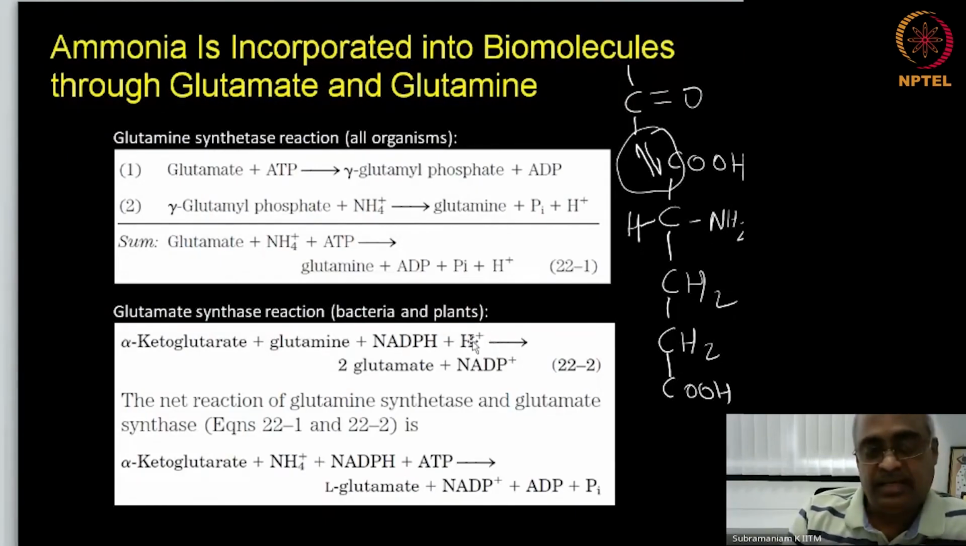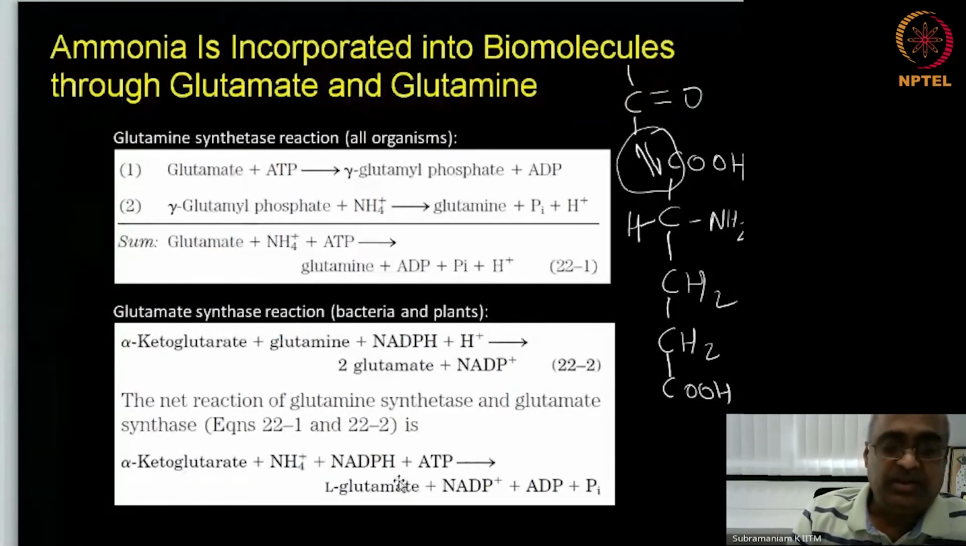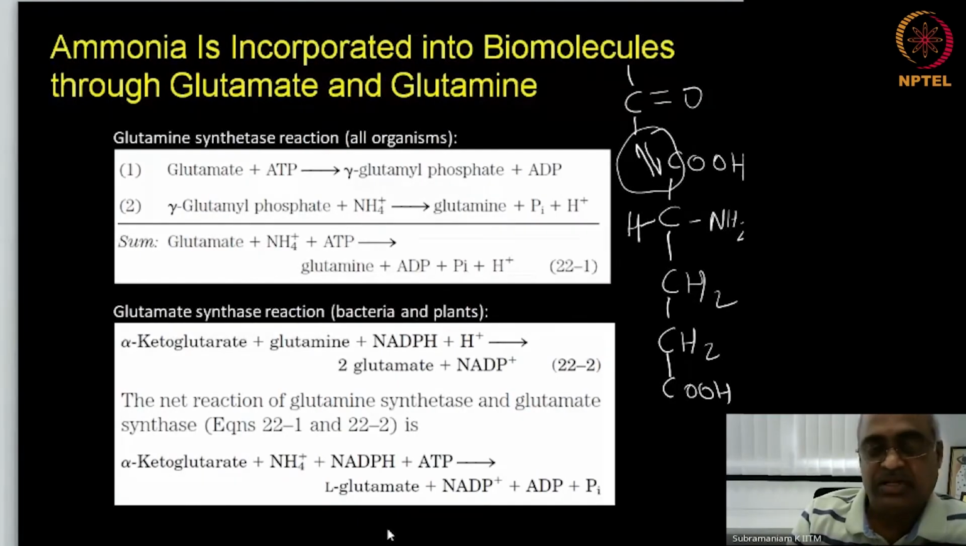So this is an amination that is reductive as well. Alpha ketoglutarate is reduced and this NADPH is oxidized. So this is the glutamate synthase reaction. The net reaction of both of these, if you put them together, is that ammonia is used to convert a keto acid into an amino acid. So this is how we get the amino acids made by incorporating ammonia, which is produced by the nitrogen fixing bacteria from atmospheric nitrogen.